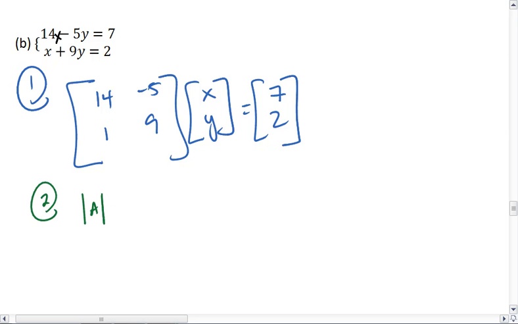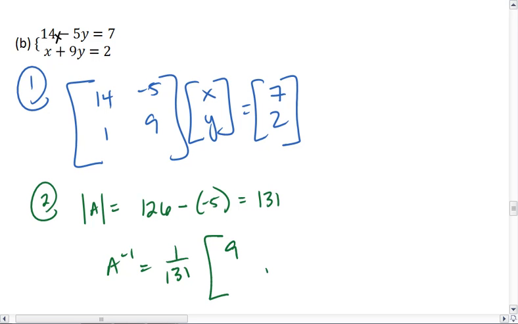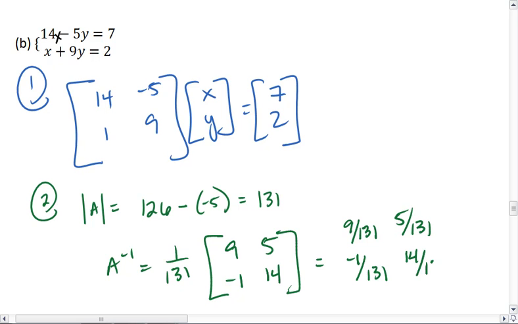I can then solve for the determinant of A, giving me 9 times 14, which is going to be 90 plus 36, which is 126, minus 1 times negative 5, to get 131. I want to take this 131, take its reciprocal, and then multiply by 9, 14 switch spots, and the 1 and 5 switch their signs. So I end up with 9 over 131, 5 over 131, negative 1 over 131, and 14 over 131.